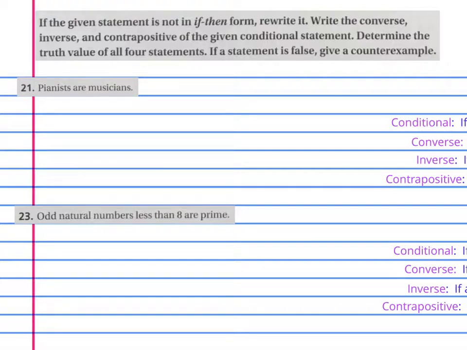The first one: pianists are musicians. You would say that as a conditional if-then statement: if a person is a pianist, then they are a musician. That's how you write it. And let's think about that. If a person is a pianist, then they are a musician.